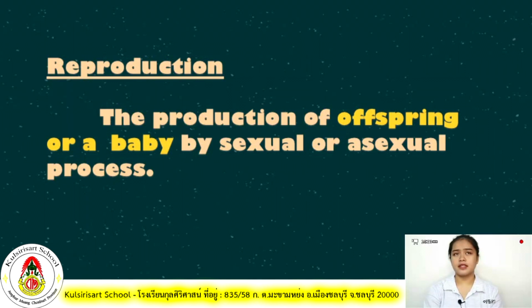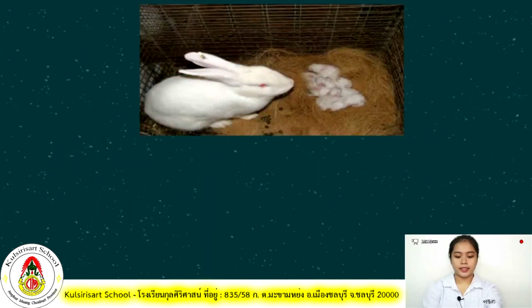Reproduction is basically explained as having a baby or having a young. Did you get it? Okay. As you can see here, the rabbit has its own young. This is an example of reproduction, just like your dog. When your dog gives birth to a puppy, it is an example of reproduction.